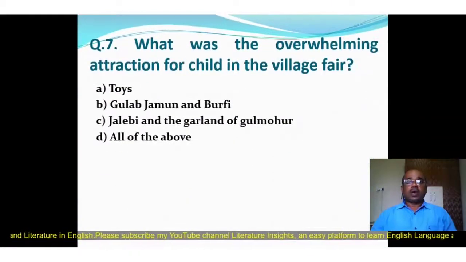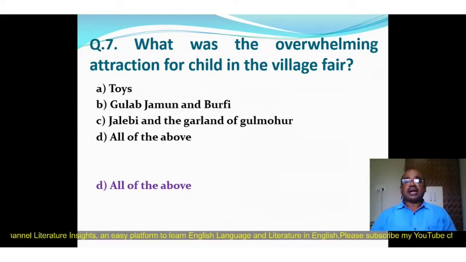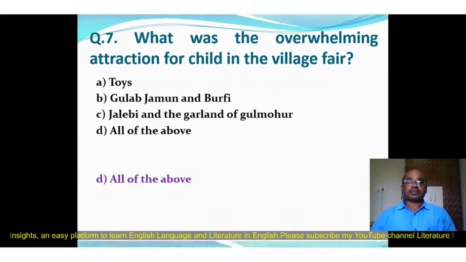Question number 7. What was the overwhelming attraction for the child in the village fair? A. Toys, B. Gulab Jamun and Burfi, C. Jalebi and the Garland of Gulmohar, D. All of the above. The correct answer is D. All of the above. Toys, Gulab Jamun and Burfi, Jalebi and the Garland of Gulmohar was the overwhelming attraction for a child in the village fair.